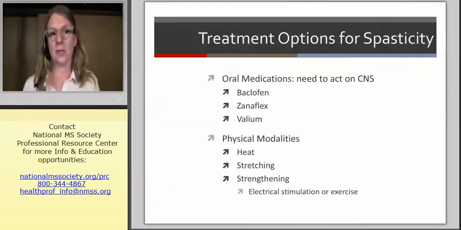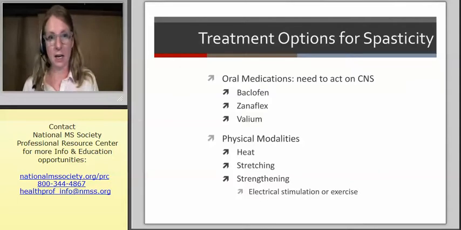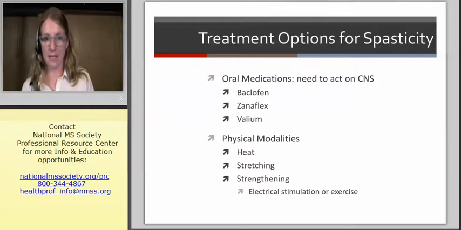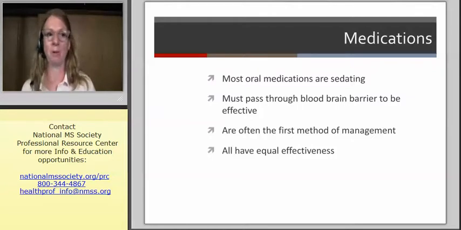So here's treatment options for this patient that we could try. We could try oral medications that act on the CNS, so oral baclofen, oral Xanaflex, Valium. We could try some physical modalities: heat, stretching, strengthening, e-stim, and exercise. Those are all options. But if we go to medications, most of them are sedating and can cause short-term memory problems. She already has short-term memory problems. And also, she's already on the maximum dose of Xanaflex approved by the FDA. And they all have to pass through the blood-brain barrier to be effective.